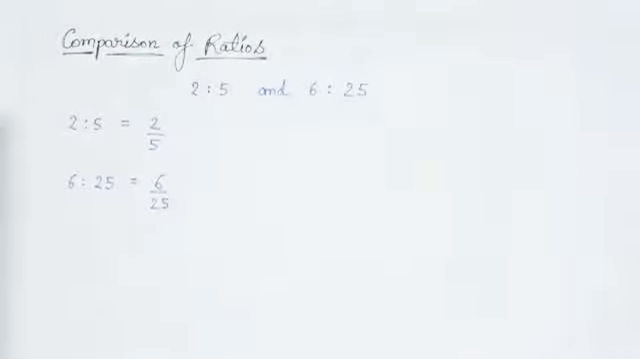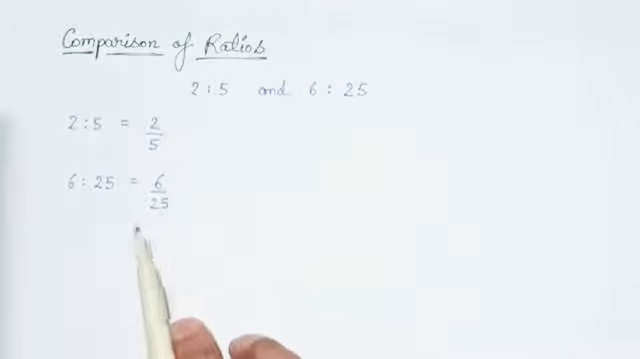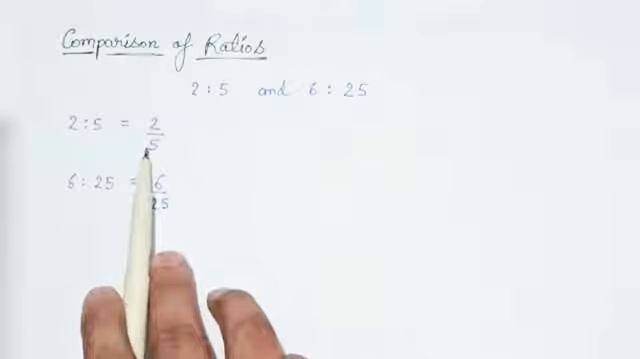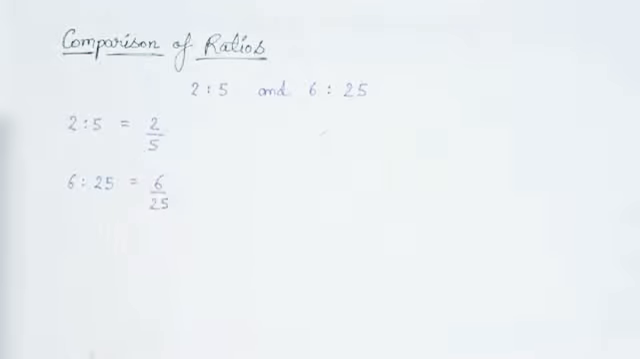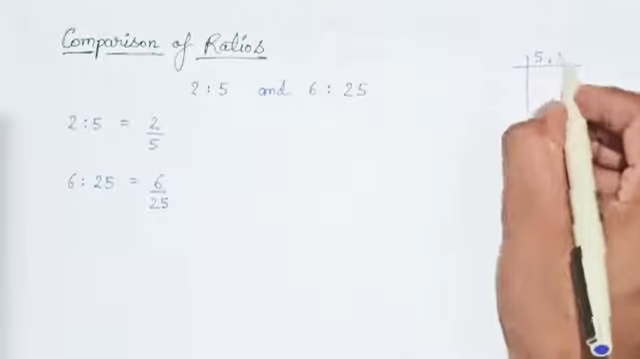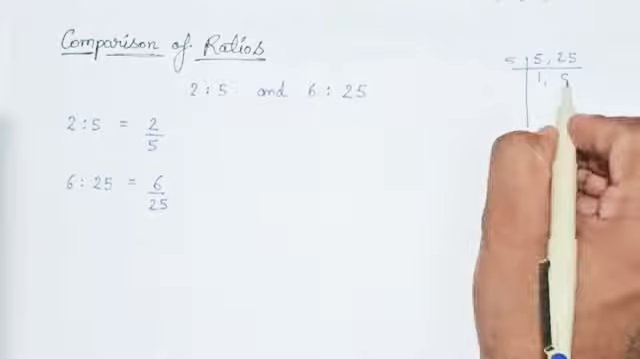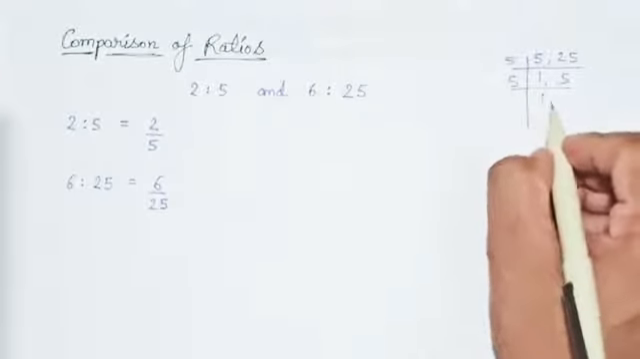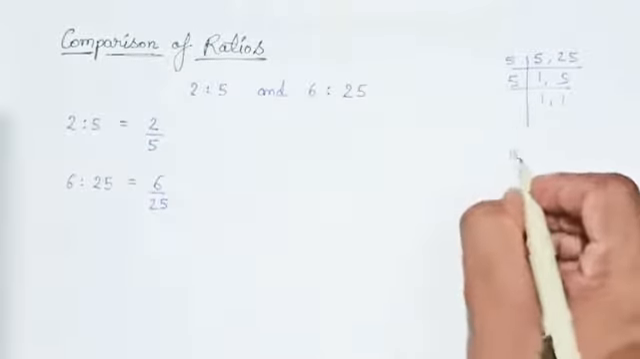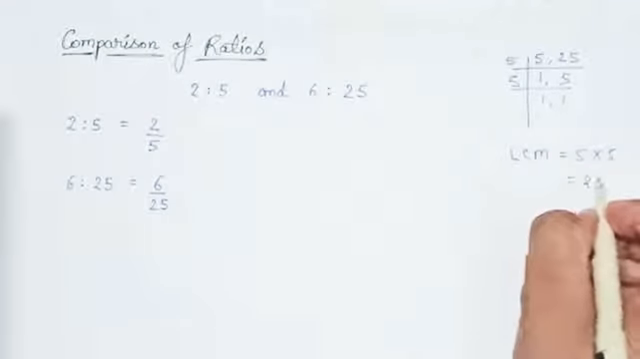Whenever we have to compare two fractions, first we take the LCM of their denominators. So here the two fractions are 2/5 and 6/25. First we take the LCM of the denominators, that is 5 and 25. Now you know how to take LCM. We have 5 and 25 in the denominators. 5 1 times, 5 5 times, and again 5. So LCM is equal to 5 into 5, that is 25.